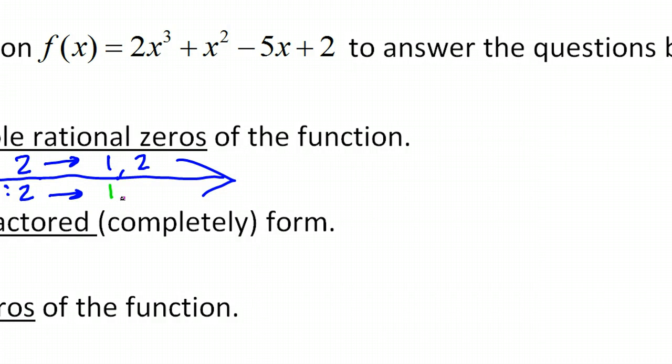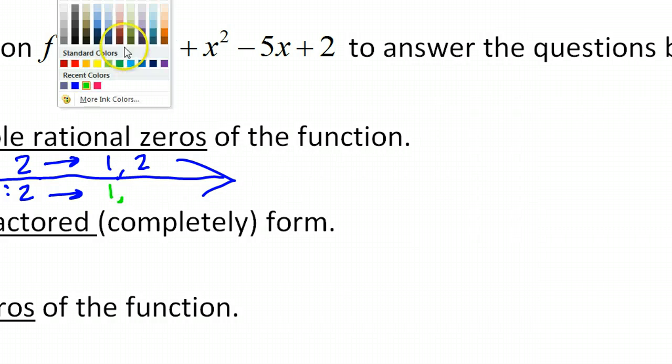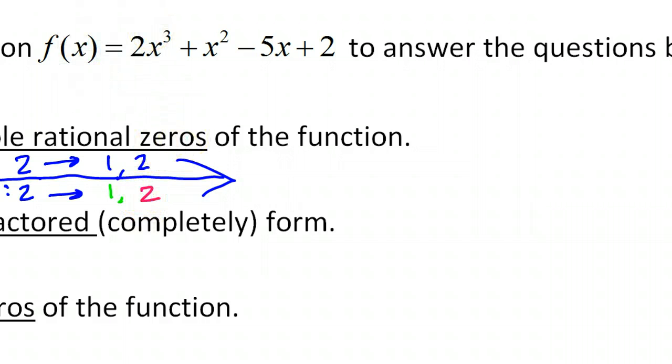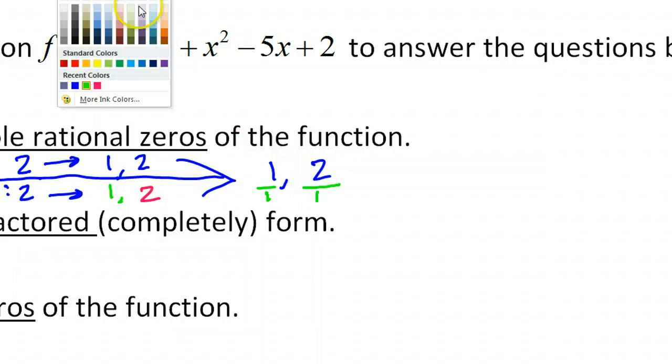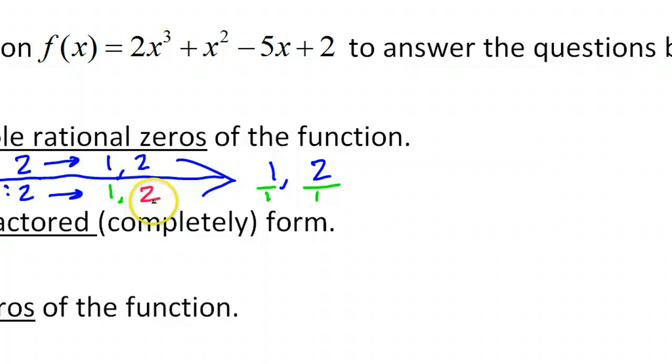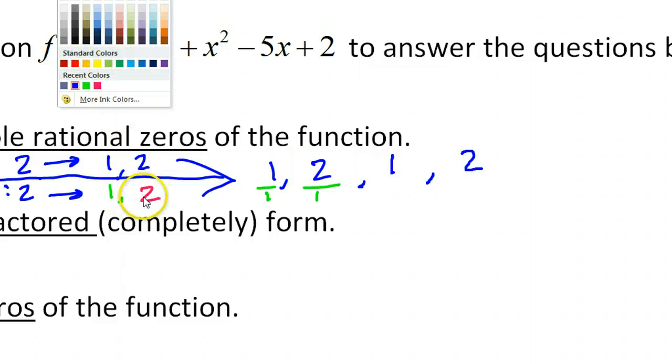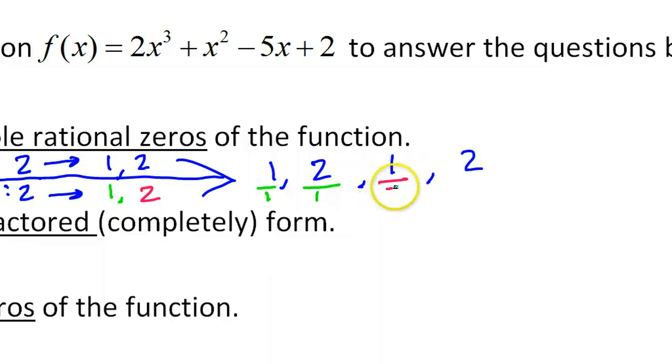Okay, 1 and 2. So I'm going to put these numerators over each of these denominators. So start with the green denominator. So I've got 1 and 2. So I'm doing 1 over 1 and 2 over 1. And now I'm going to put the same numerators over this denominator. So I've got 1 and 2 again, but this time I'm going to put them over this denominator. So 1 over 2 and 2 over 2.